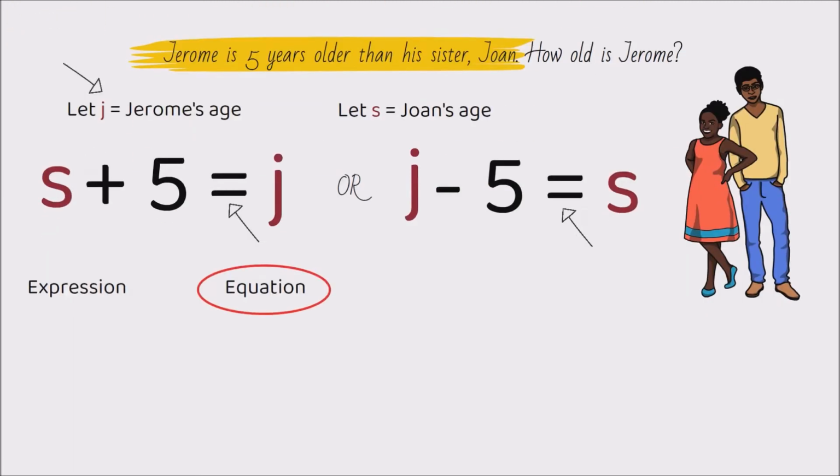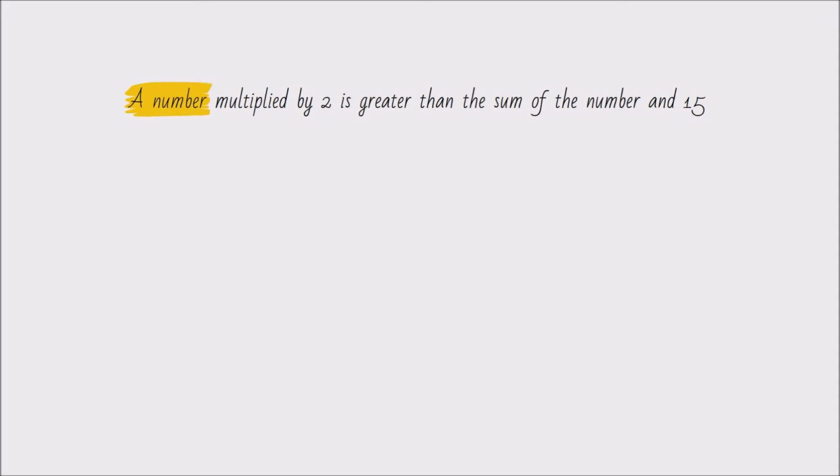Okay, so our second problem says, a number multiplied by 2 is greater than the sum of the number and 15. Let's start with our labeling. Our unknown is a number, so we say let n equal the number. Let's look for any more unknowns. There's another part of this problem that has the same number, so this means that it is a like term and it already has a label. So you see, we can use the same label to identify the other part where this says, the number, right?